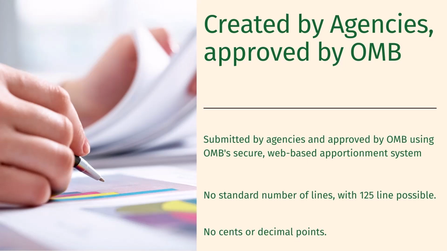Here are some technical details about apportionments. There's no required number of lines, but there is a 125 line maximum. OMB A-11 guidance asks agencies to be as concise as possible. Use fewest lines as necessary, while remaining clear and specific. Also, all amounts must be whole numbers. No cents or decimal points allowed. This keeps the documents clean and focused on the bigger budgetary picture rather than precise pennies.